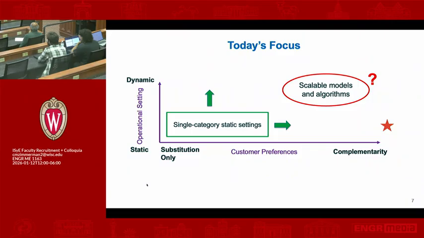And if we extend from the single category models that focus on only substitutability to the multi-category settings that could have complementarity, or if we move from static settings to dynamic settings, there is also important work, but it is much more limited. And the major issue is how can we develop scalable models and algorithms.